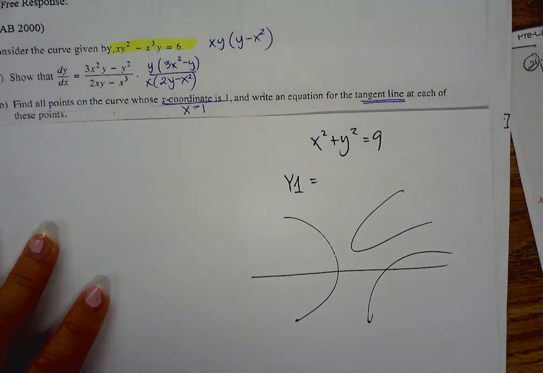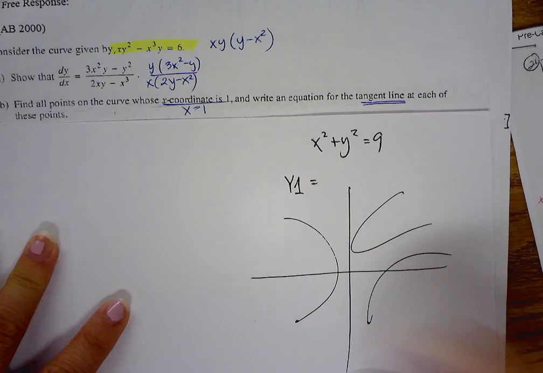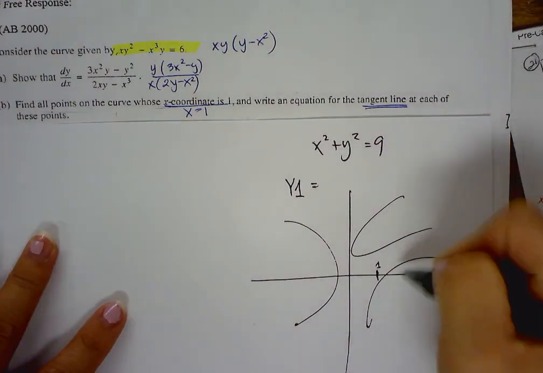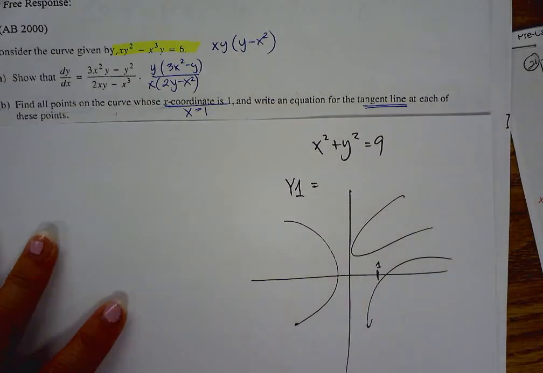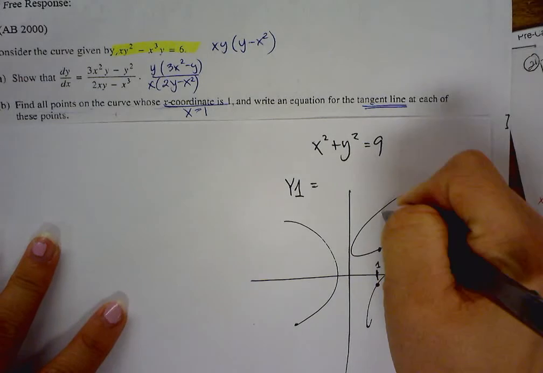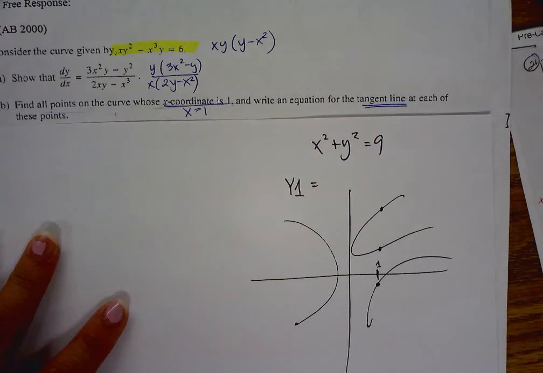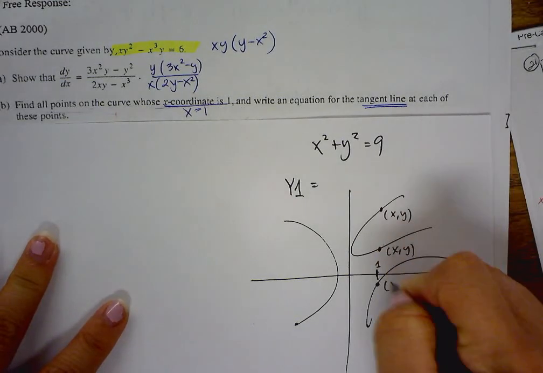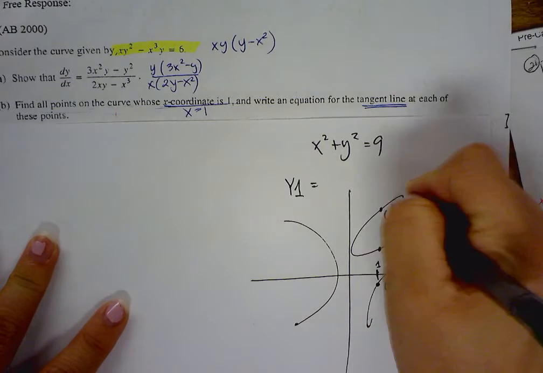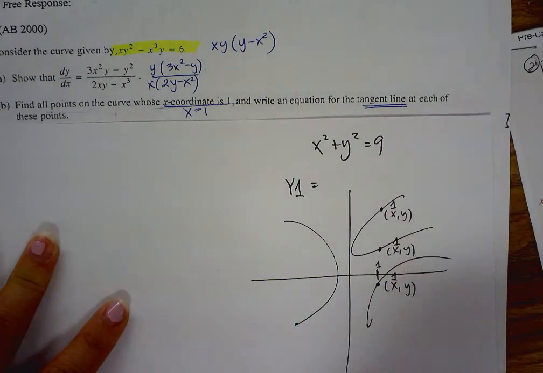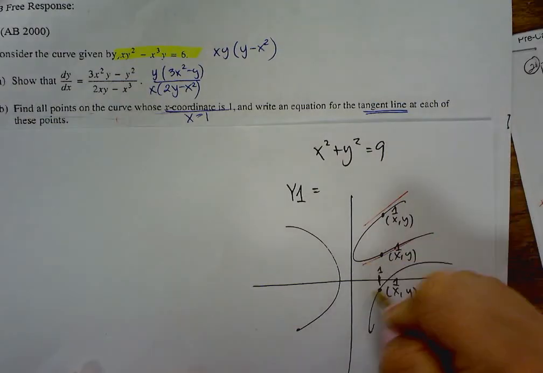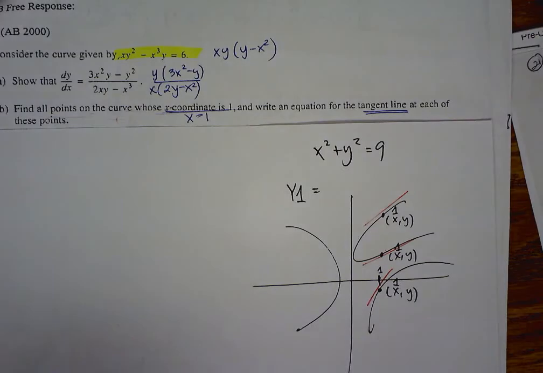They want me to give all the points on the curve whose x-coordinate is 1. Let's say this is 1. So according to this crazy thing that I drew, how many times on the curve is the x-coordinate 1? 3. One's here, and one's here. There's 3 points where the x-coordinate is 1. So what do they want? They want the xy coordinates. They want the points where x-coordinate is 1. So this is 1, 1, 1. And they want me to write an equation for what? The tangent lines. Okay, so basically they want 3 different equations of 3 different lines.